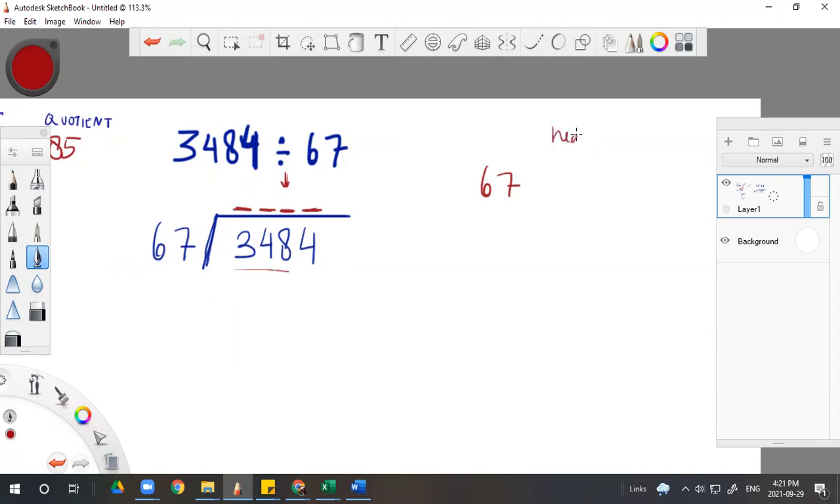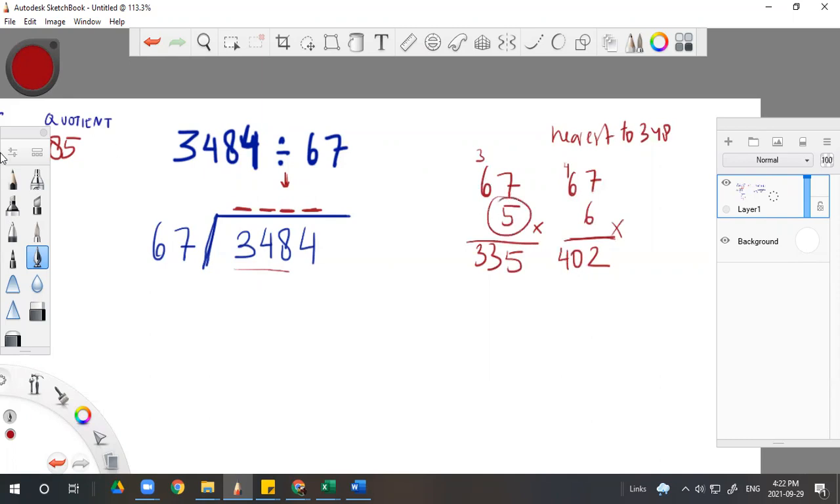What is the nearest to 348? Let's try 67 times 5, because 6 times 60 is 360, so 5 is around 300. Let's try. 5 times 7 is 35, 335. Okay, it's still less. How about if I increase the multiplier to 6? Let's try. 7 times 6 is 42. 6 times 6 is 36 plus 4 is 40. Oh, it's too much. So you pick 5. Then put 5 here, and 5 times 67 will be 335.